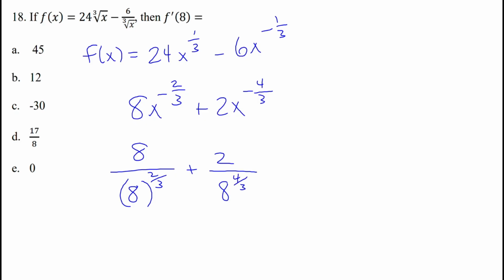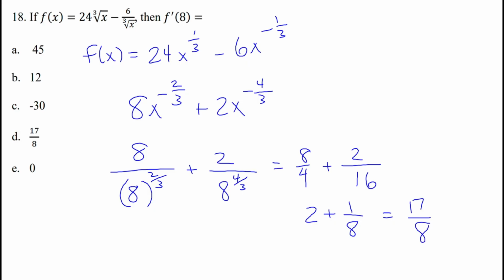Well, to find 8 to the 2/3, right? 8 to the 2/3 is just the cube root first. So if we cube root 8, we get 2, and then if we square it, we get 4. So we have 8 over 4 plus 2 over 8 to the 4/3. So we'll cube root the 8 to get 2, and then we'll raise it to the 4th power to get 16. So we get 2 plus 1/8. Well, 2 plus 1/8 would be 16/8 plus 1/8. That'd be 17/8. Answer choice D.